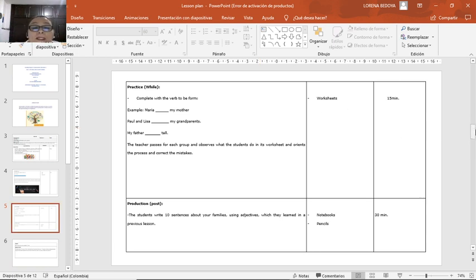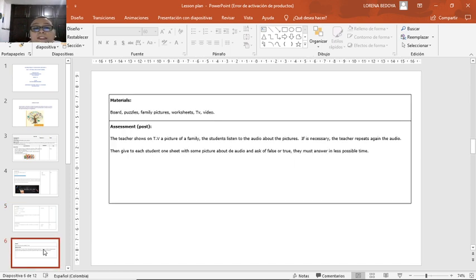Production. The students write 10 sentences about families and use adjectives which they learned in a previous lesson. This activity is going to take around 30 minutes. The materials that the teacher needs for this lesson plan are the board, puzzles, family pictures, worksheets, TV, and video.